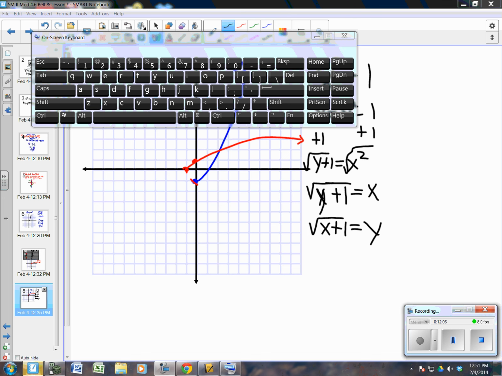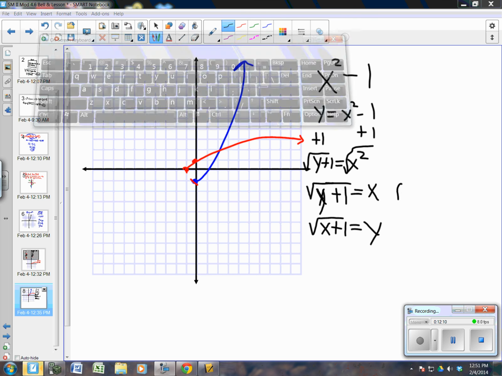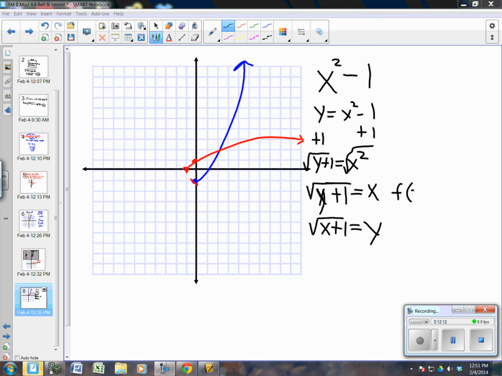Now use inverse notation. F inverse of x. Remember the little -1? F inverse of x equals square root of x plus 1.